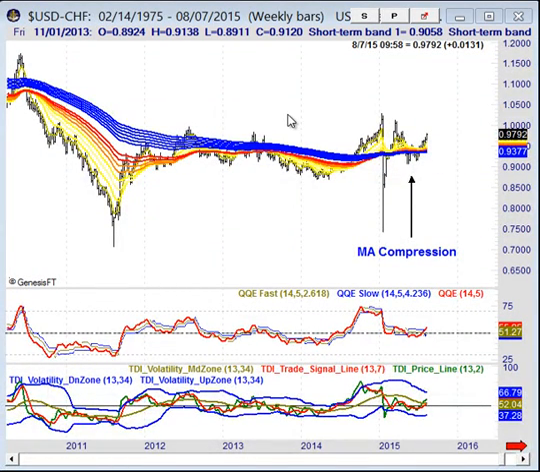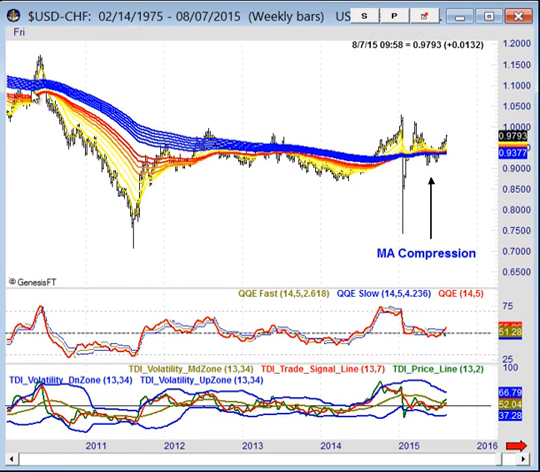Now, this is Daryl Guppy's heat map, or Daryl Guppy's tool, where he's looking at multiple moving averages. The reason is we're trying to identify compression points. For example, back here was a compression point in the moving averages on the weekly chart level. Whenever you see the moving averages compress, that basically means you actually have a period of price compression as well.